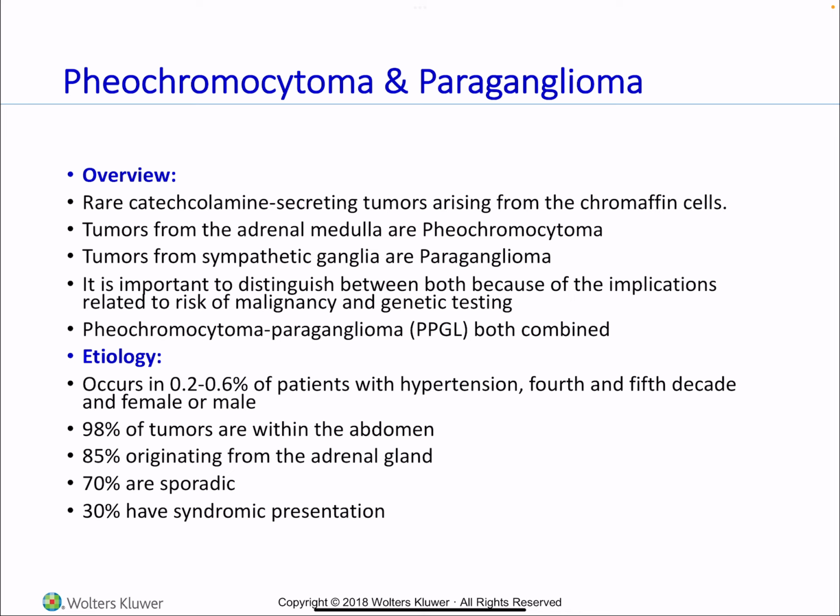So this is rare. It occurs in 0.2 to 0.6% of patients with hypertension in the 4th and 5th decade, and they can be either female or male patients. 98% of the tumors are within the abdomen. 85% originate from the adrenal gland. 70% of those are sporadic tumors. 30% have syndromic presentation.